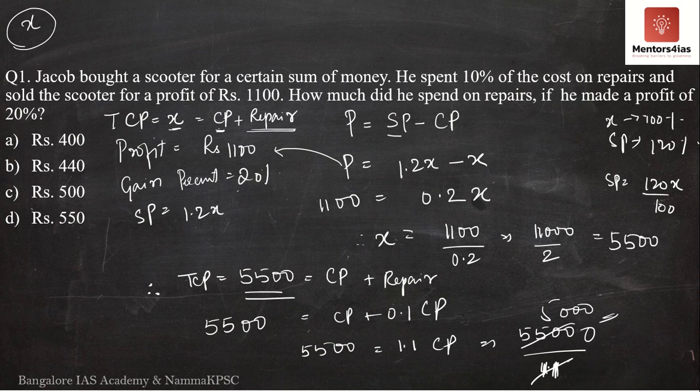But the question is asking for what? The question is asking for the repairs. How much did he spend on repairs? How do you determine how much he spent on repairs? Nothing but total cost price minus the initial purchase price. So it is 5,500 minus 5,000. You get rupees 500. Therefore, the correct answer is rupees 500.